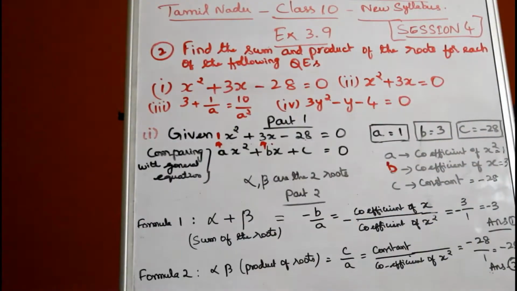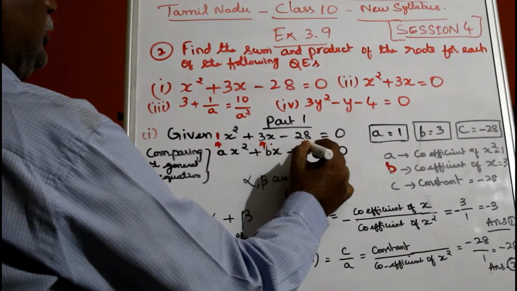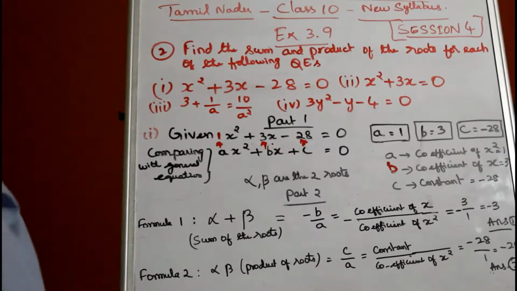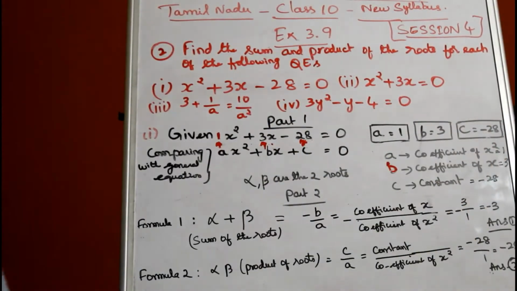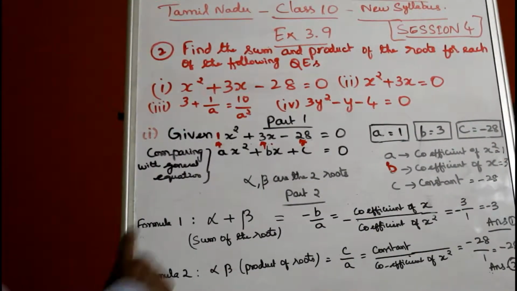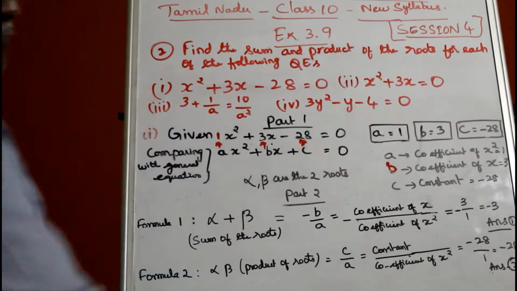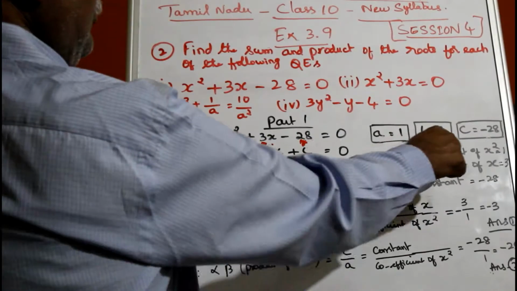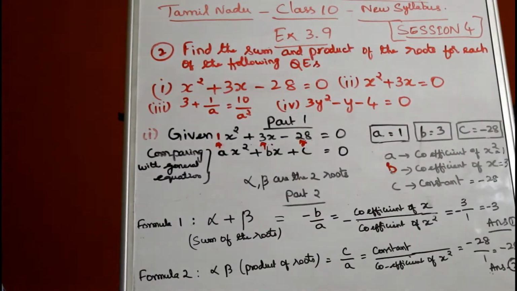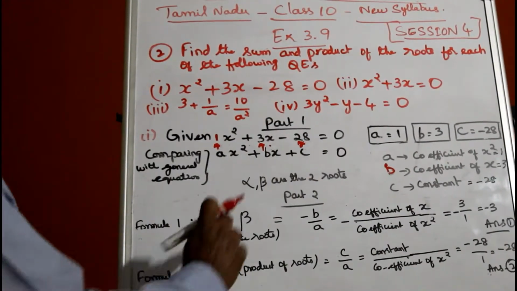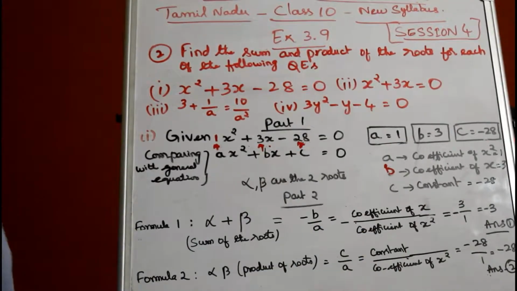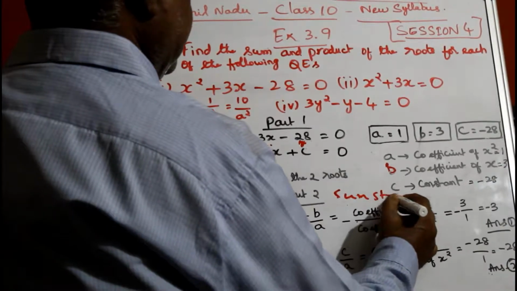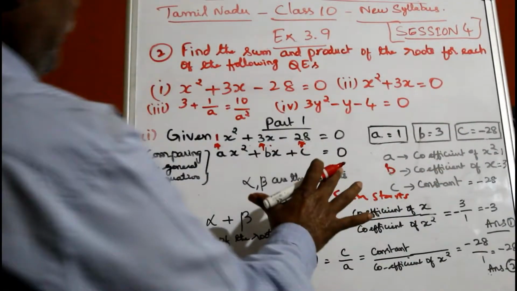We put it in a box. c is called constant, with the minus you must write here. So from the given equation you must find the coefficient of x square called by the letter a, b is called the coefficient of x, that is 3, and constant c is minus 28. After taking this, we know alpha and beta are the two roots. Now the sum starts here. We split this into 2 parts.